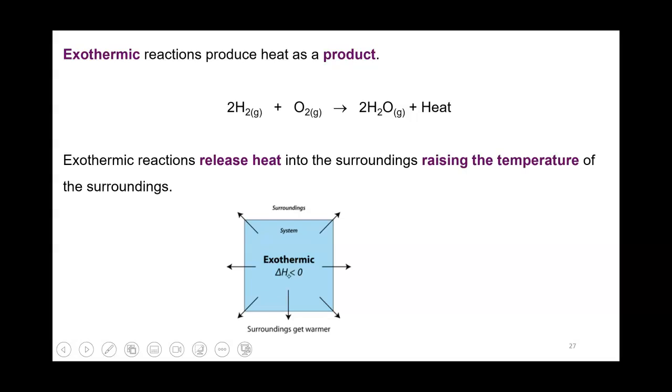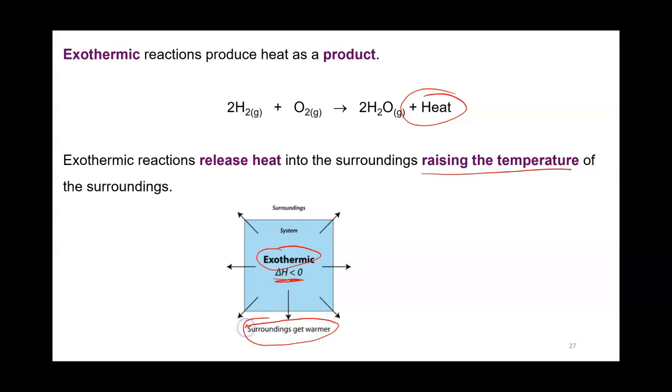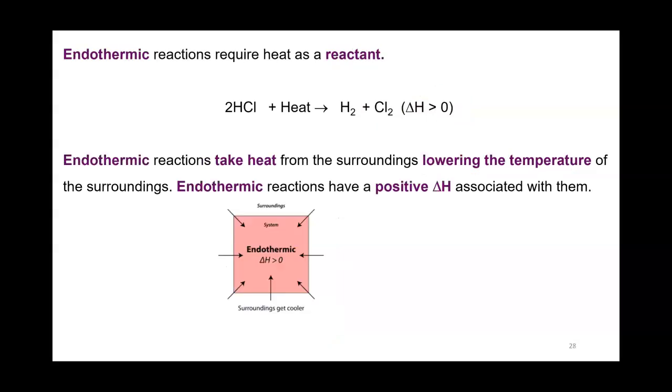Exothermic reactions produce heat as a product. This heat is released into the surroundings. You can recognize that you have an exothermic reaction because it will raise the temperature of the surroundings. So just summarizing, if a process is exothermic, it will have a negative enthalpy change. Because heat is being released in this reaction, the surroundings will get warmer.